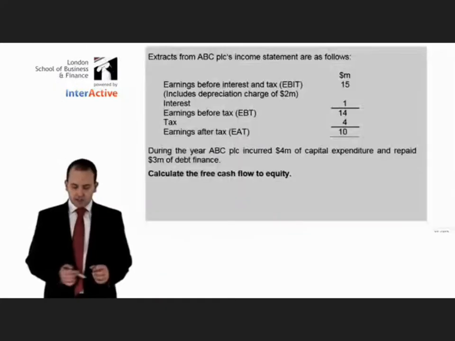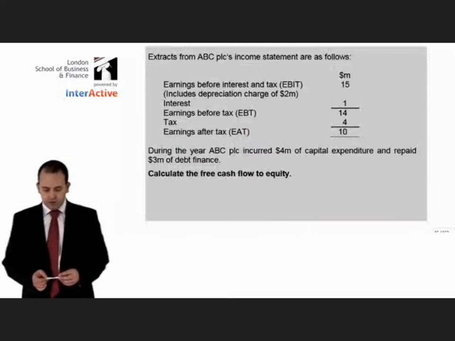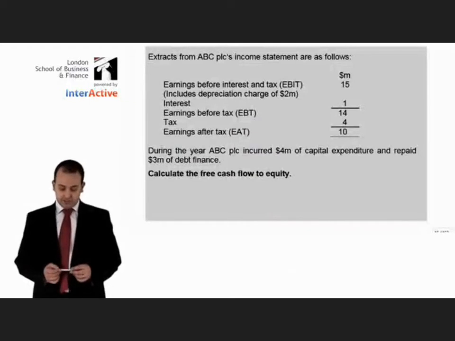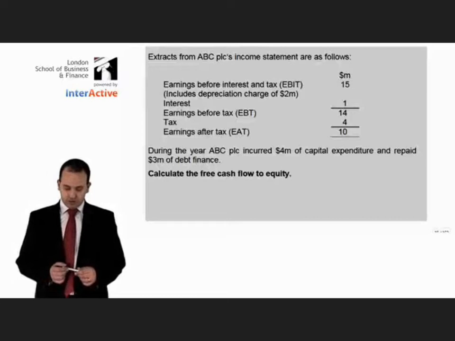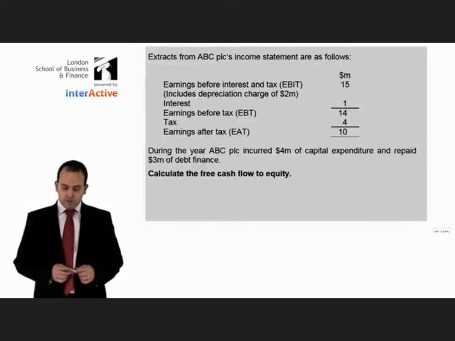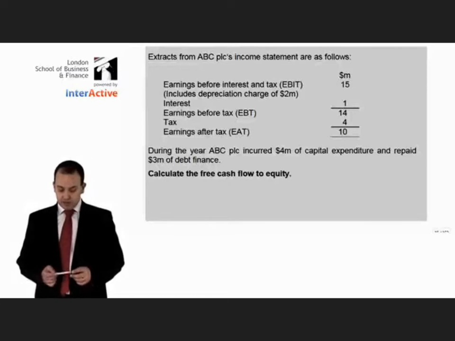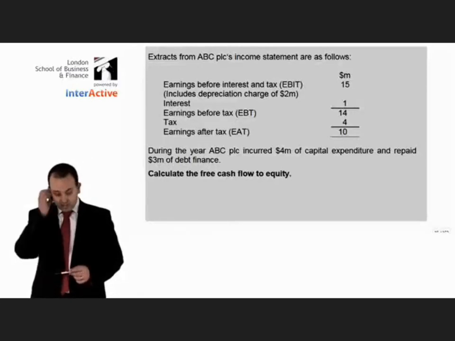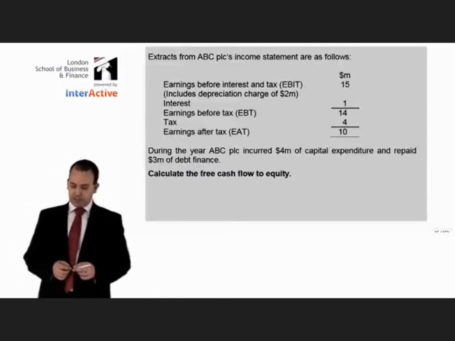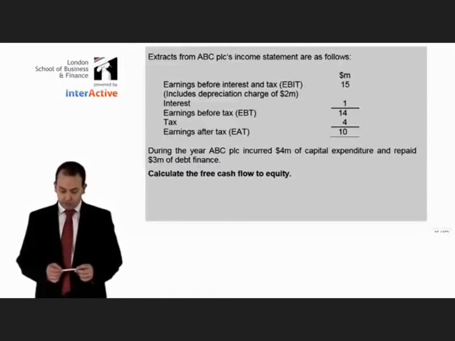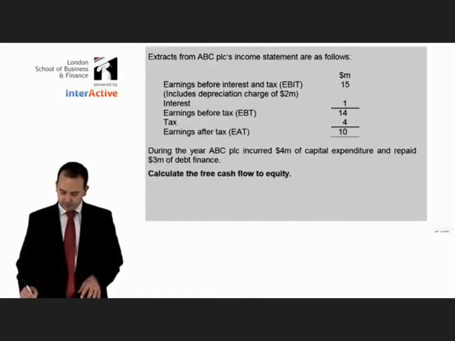So if we consider this nice simple example, we can see how we calculate the free cash flow to equity. Extract from ABC plc's income statement are as follows. Earnings before interest and tax of $15 million. This includes a depreciation charge of $2 million. We've got interest of $1 million, earnings before tax of $14 million, tax of $4 million, and earnings after tax of $10 million. During the year, ABC plc incurred $4 million of capital expenditure and repaid $3 million of debt finance.